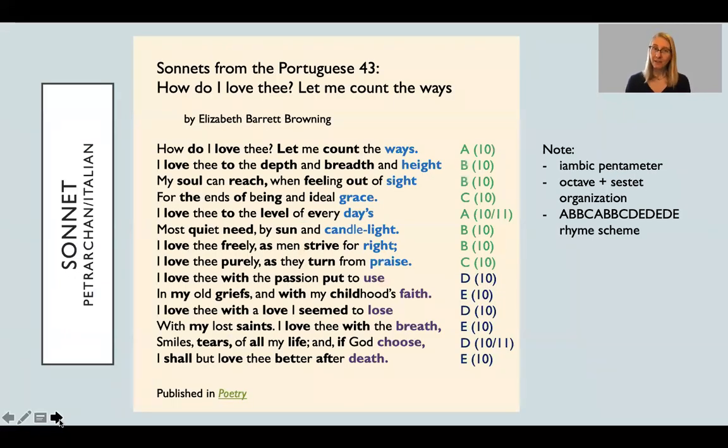This is a fairly famous one. You may be familiar with it, by Elizabeth Barrett Browning. She was a writer in England and she wrote Sonnets from the Portuguese. This is the 43rd sonnet in that sequence. And we often know it as, "How do I love thee? Let me count the ways." I'm going to read it to you so that you can get a sense of what it sounds like. But before I do, I'd like to share with you the notes that I put into this poem.